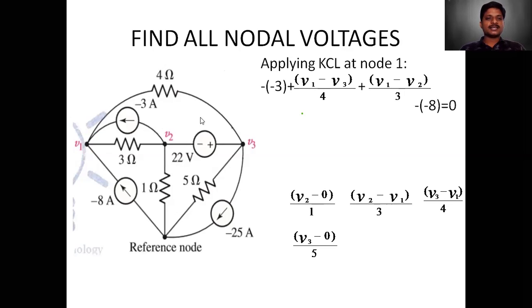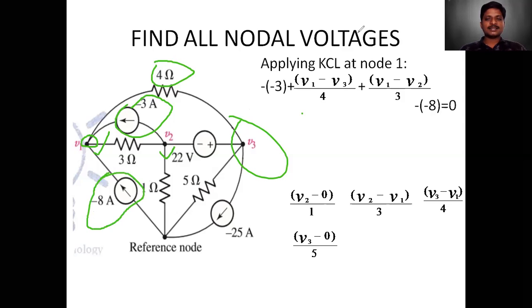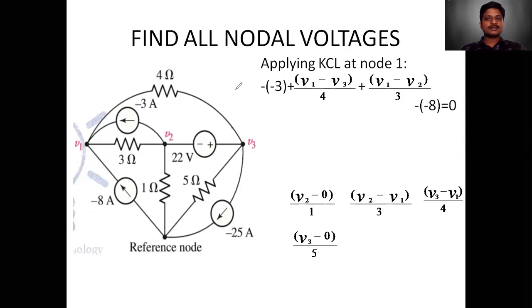So this will be the equation. That is minus of minus 3 plus (V1 minus V3)/4, and (V1 minus V2)/3, and minus of minus 8, because 8 amperes is entering the node. Therefore, minus of minus 8 equals 0. So that will be the equation at node V1.